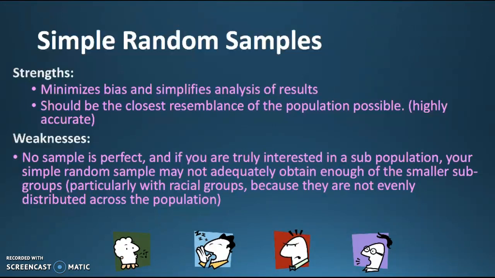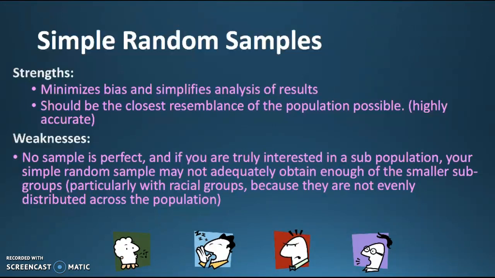If you're truly interested in a subpopulation, your simple random sample may not adequately obtain enough of that subgroup. So let's say you want to make sure you have good coverage for people who are Native American. Maybe you want good coverage across the gay community or the elderly or maybe people who are low income. Often these groups tend to live in group environments together or in certain areas. They clump up a little bit because they find similar cultures and identities.